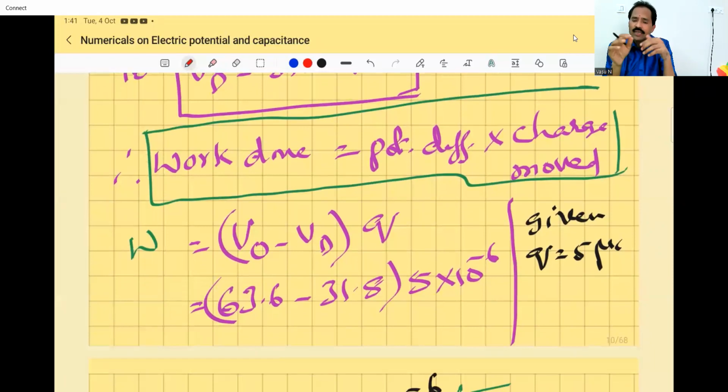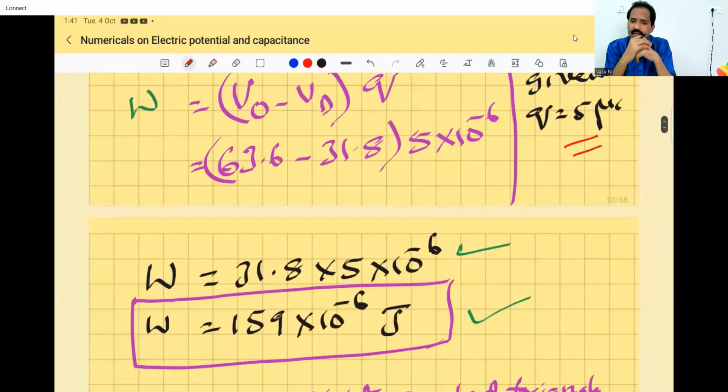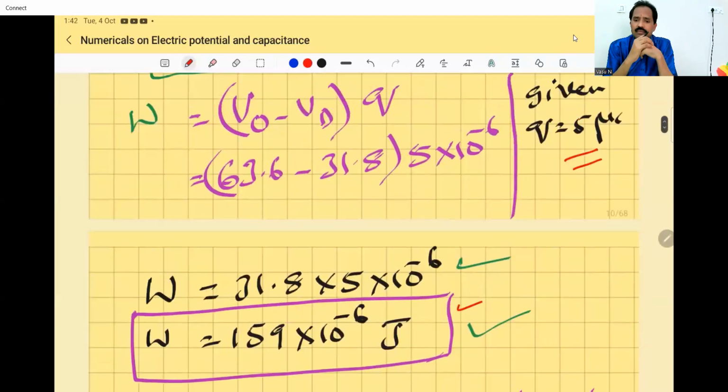31.8 into what is the charge moved? The charge is given, 5 microcoulomb. Remember, the charge to be moved is 5 microcoulomb. Substitute 5 into 10 power minus 6. Now, what is 63.6 minus 31.8? It is 31.8 into 5 into 10 power minus 6. Just multiply 31.8 into 5. What is it? 159 into 10 power minus 6 joule. Children, this is the required answer.